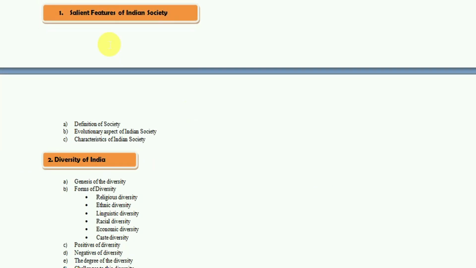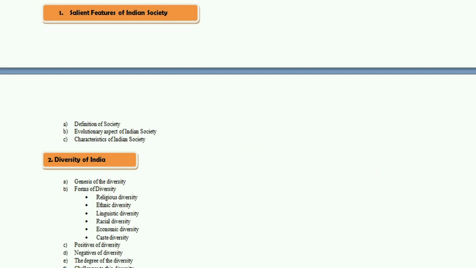First chapter is the salient features of Indian society. In this chapter, first we have to define what is a society, what are the components of society, how a society functions, and after that we have to see the evolutionary timeline of Indian society, how Indian society evolved in ancient time, in medieval time, and in the modern time. And after that we have to focus upon the predominant characteristics of Indian society at the present time. It consists of around 10 to 15 points that you are supposed to remember every time.